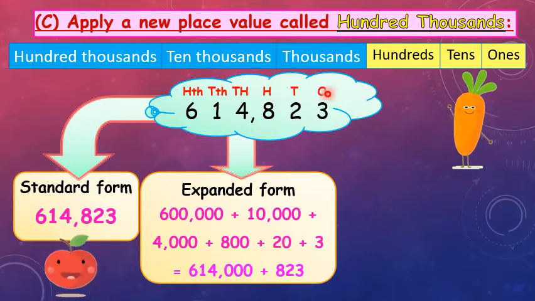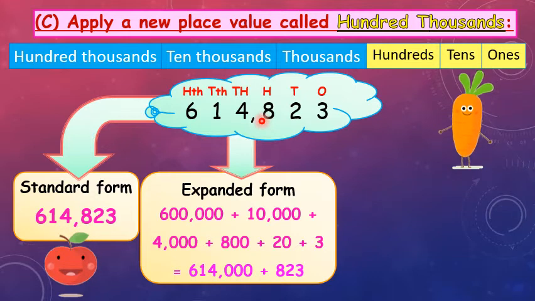Here we have 3 plus 20 plus 800 plus 4,000, 4 and 3 zeros, 1 and 4 zeros, which is 10,000, and 6 and 5 zeros, which is 600,000.